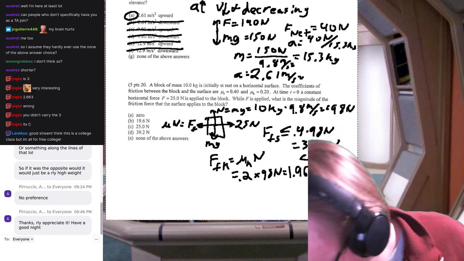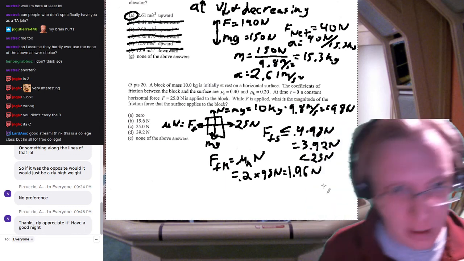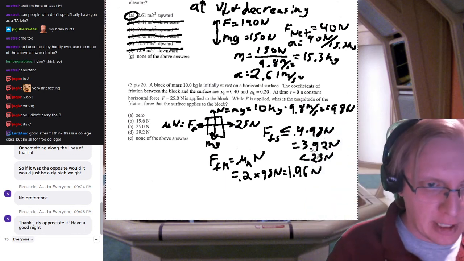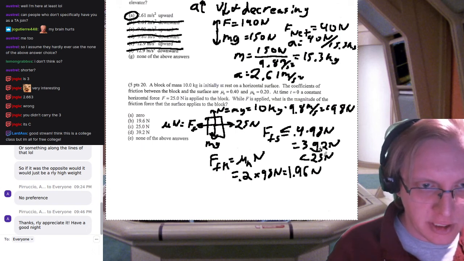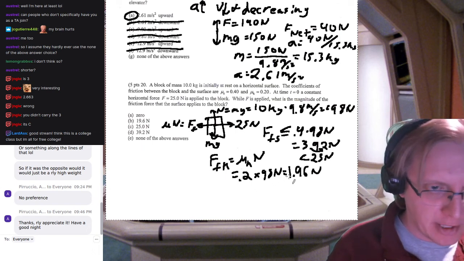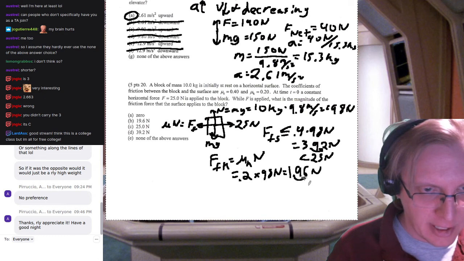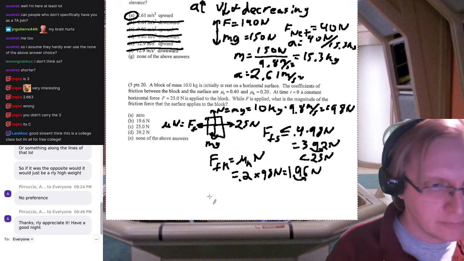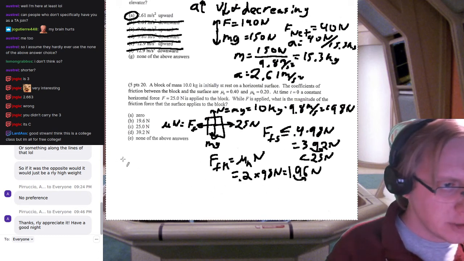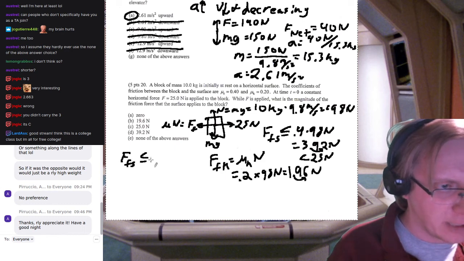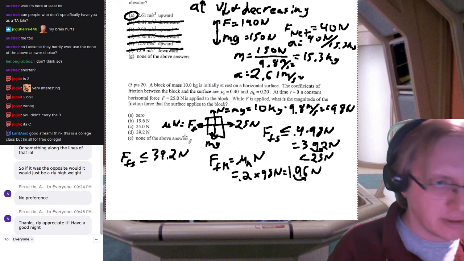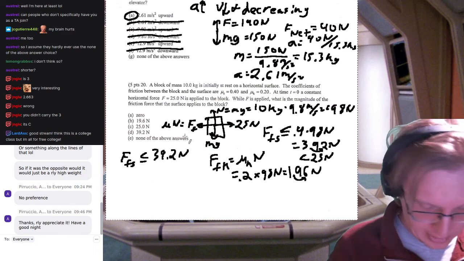Oh, there we are. I know what the problem is. Move the decimal around. Silly me. This actually goes here. Okay, so I actually went too far on that. That goes there. That's not relevant though. So our force of friction static is less than or equal to 39.2 newtons. There we are. Now that we got the math right, that always helps.